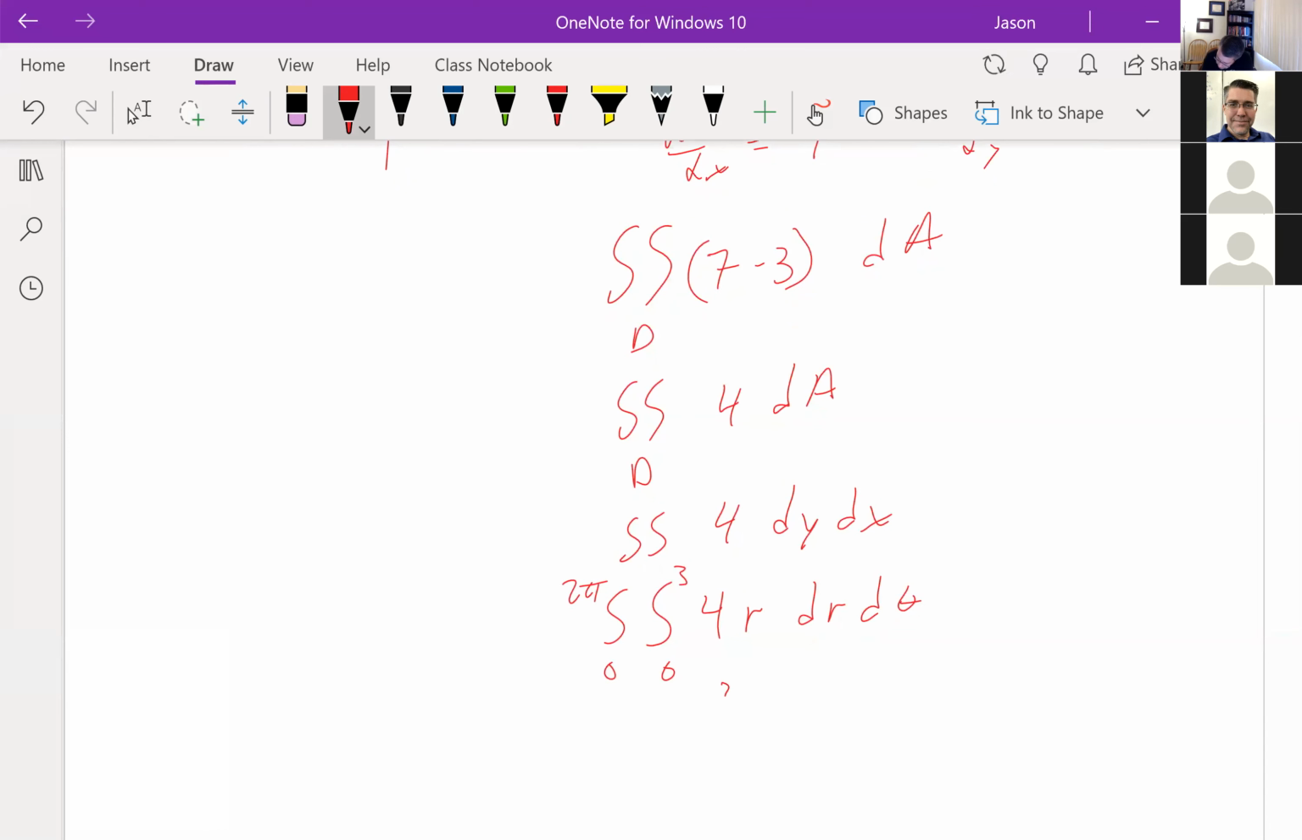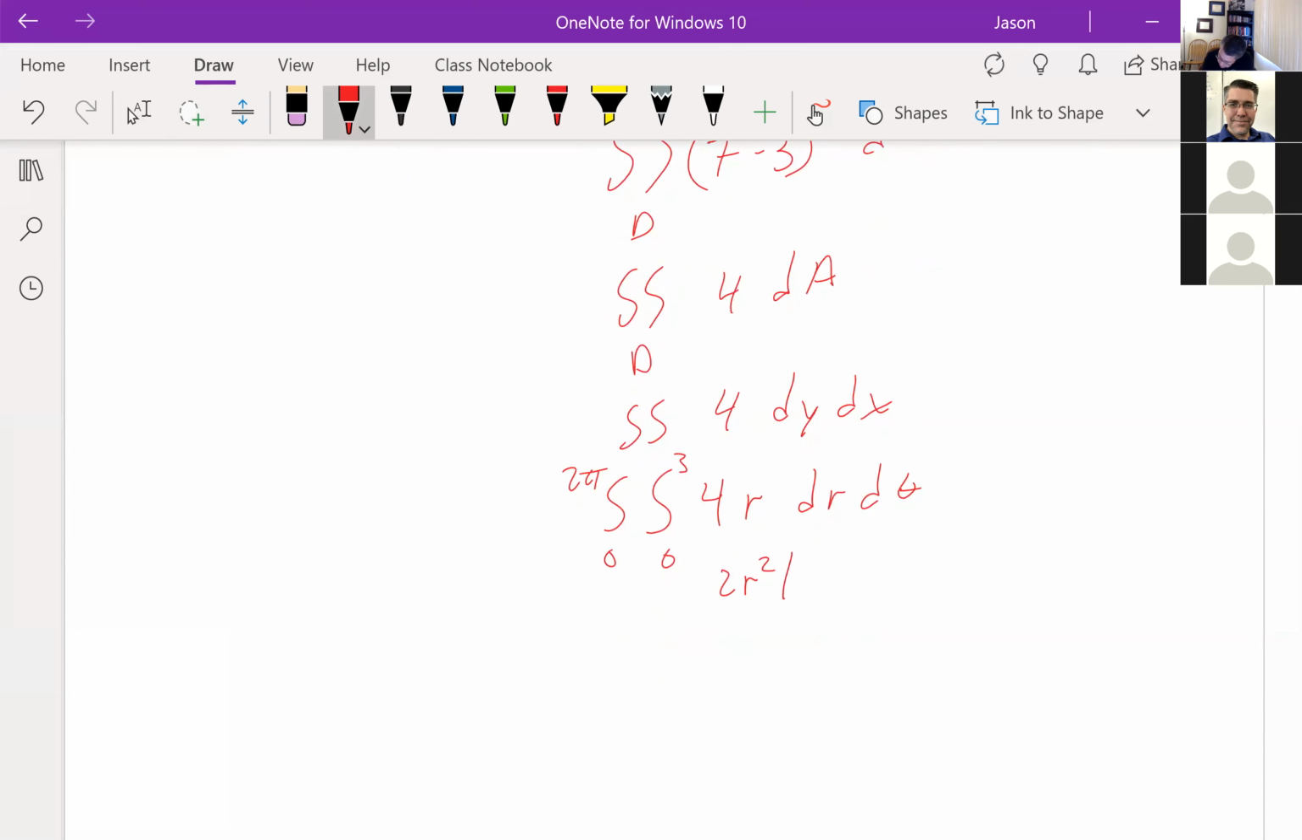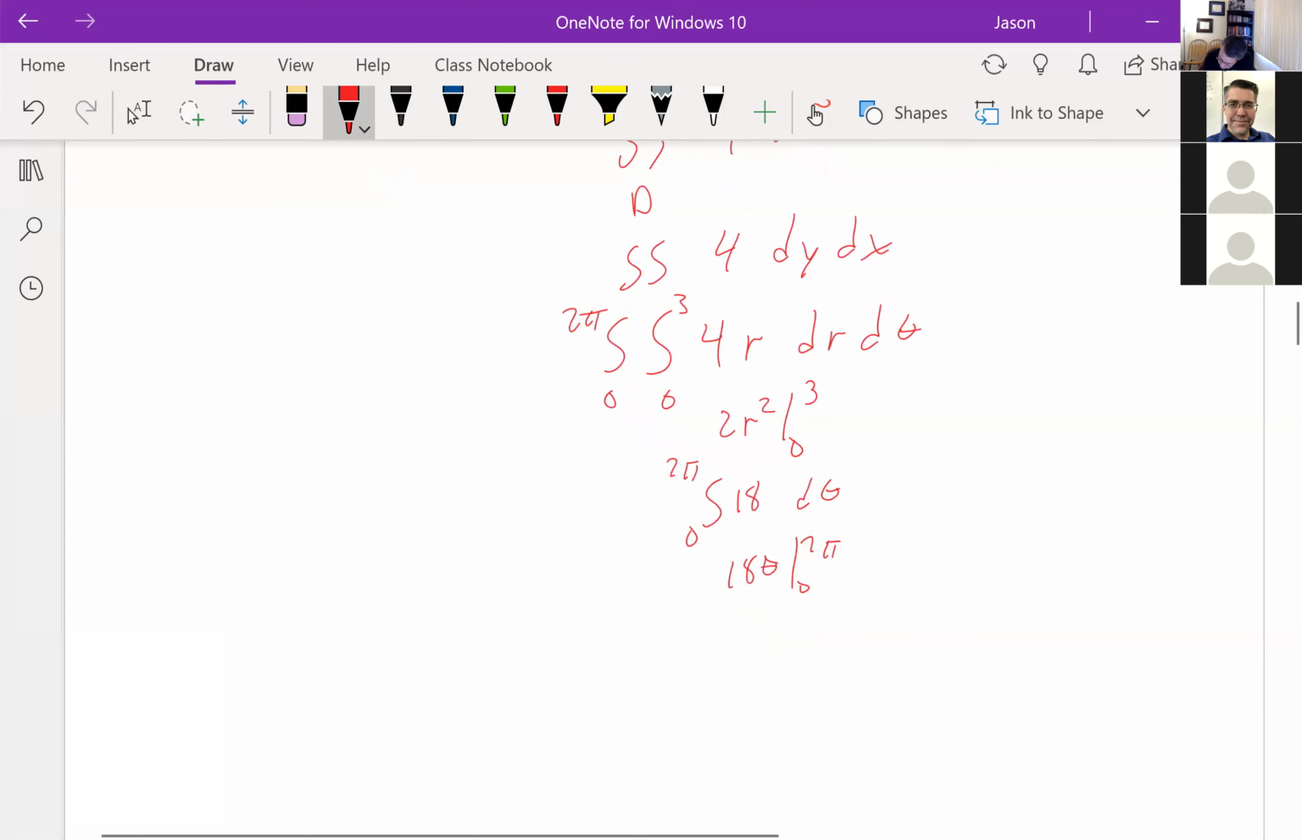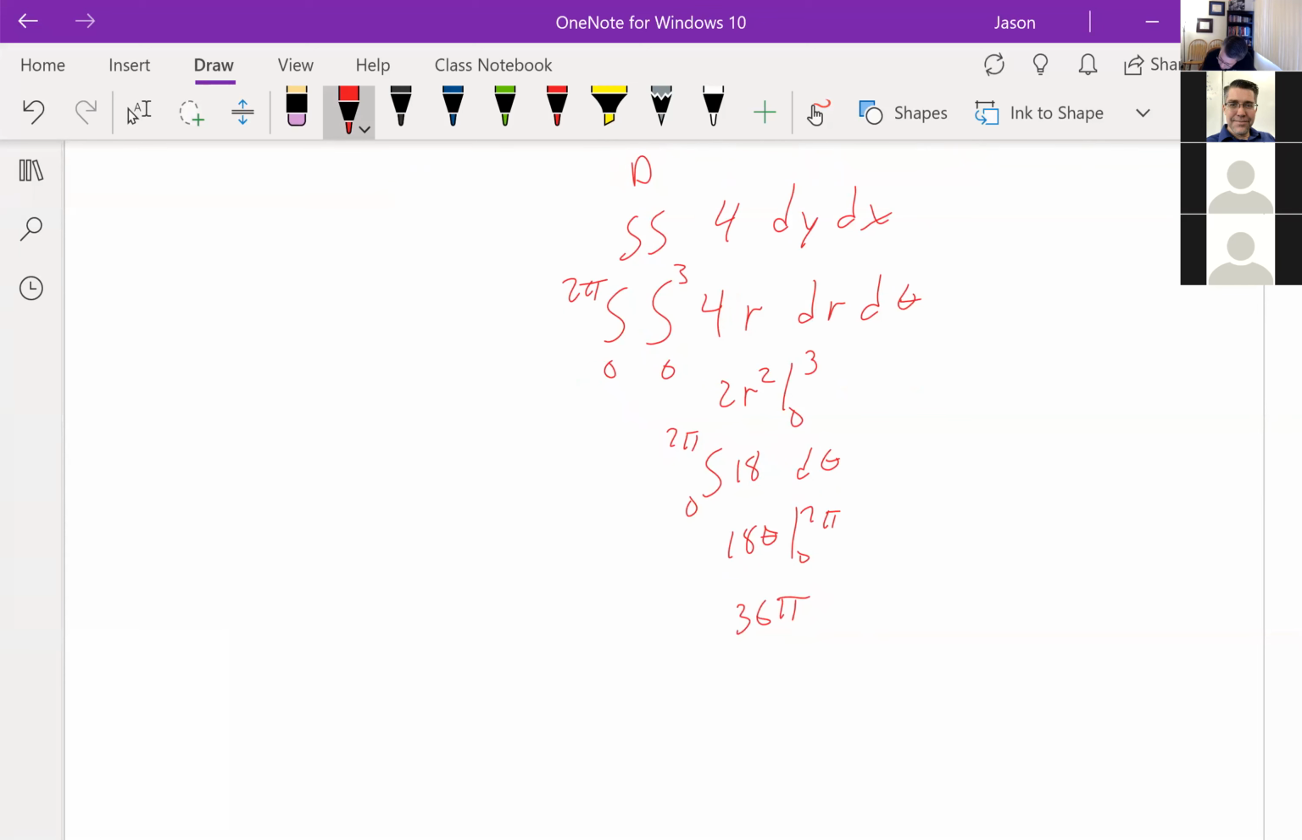Okay, so this is going to be 2r squared from 0 to 3. So that's going to be 18. Okay, and then the integral from 0 to 2 pi of 18 d theta is just going to be 18 theta from 0 to 2 pi, and plug that in, I'm going to get 36 pi. And that is the line integral of that guy there.